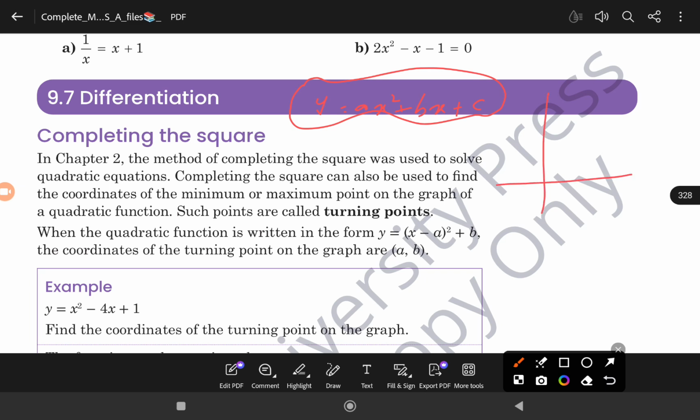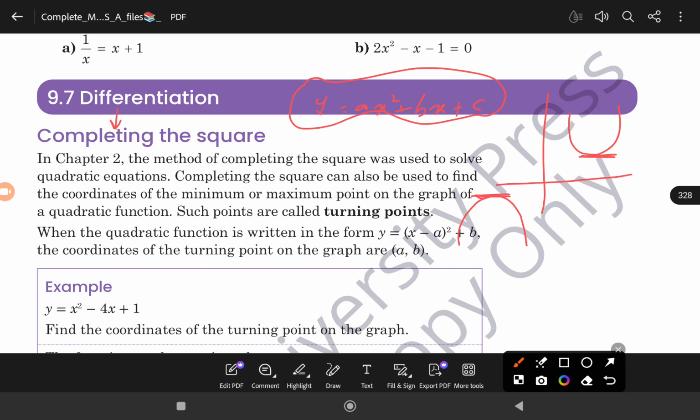Always keep in mind, the graph of a quadratic equation is always a U-shaped graph. So there will always be one turning point here. In the quadratic equation graph there should always be one turning point. So by using the completing square method, we can find the turning point of the quadratic equation.